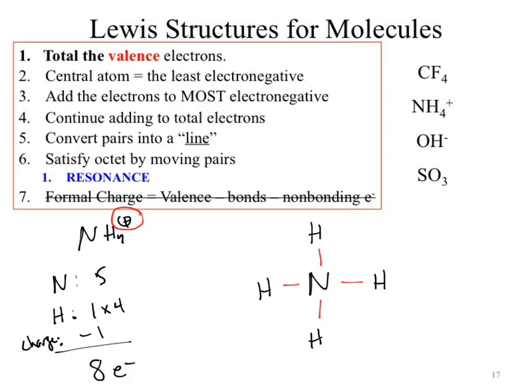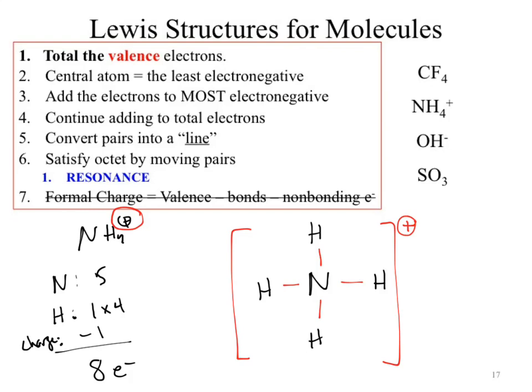Last part of this, since all of our octets are satisfied, we can go through and do our formal charge. What you're responsible for doing for your formal charge is assigning it to the whole molecule. We usually drop in brackets, and we would say the formal charge on this molecule is, how do you know it's +1? That's what our formula was given to us as. It's NH4+. Okay?